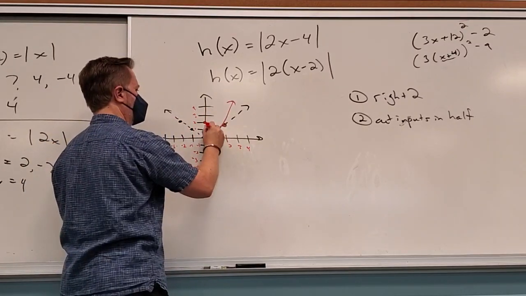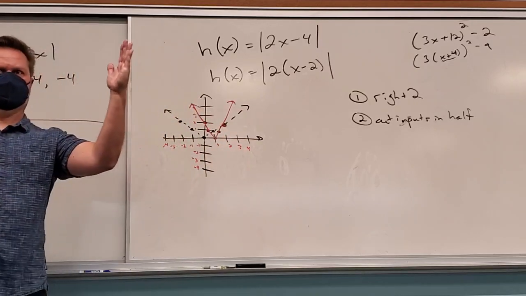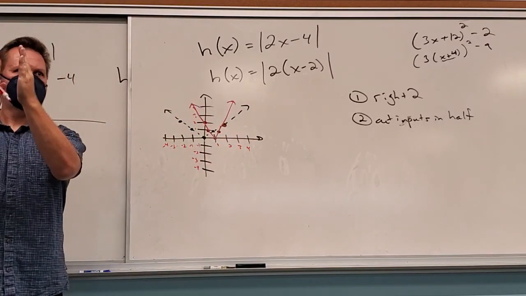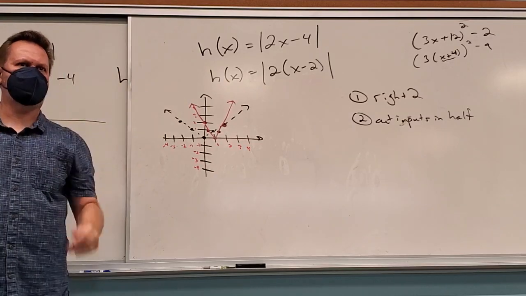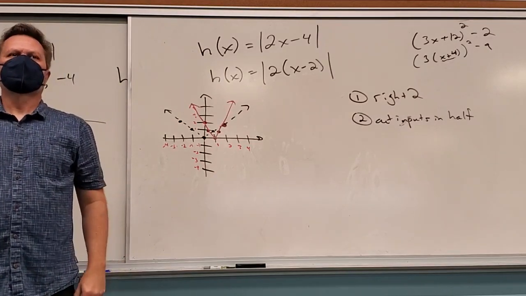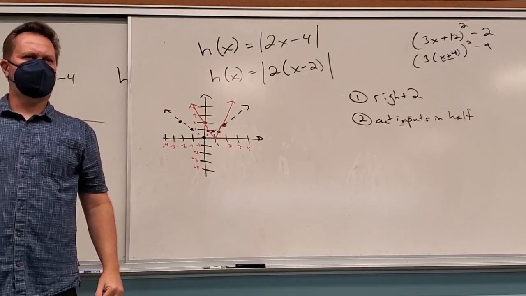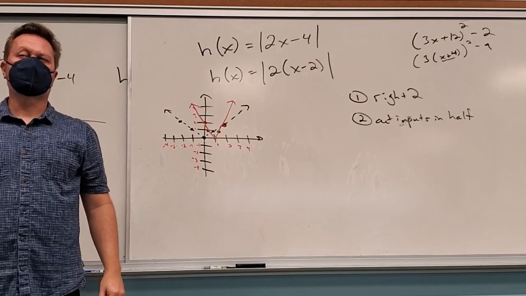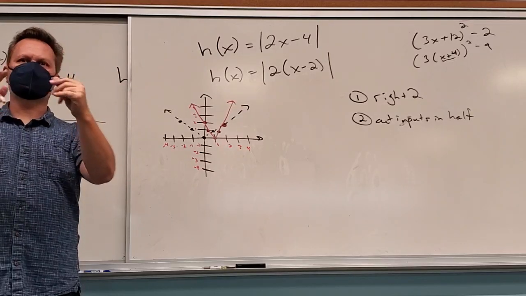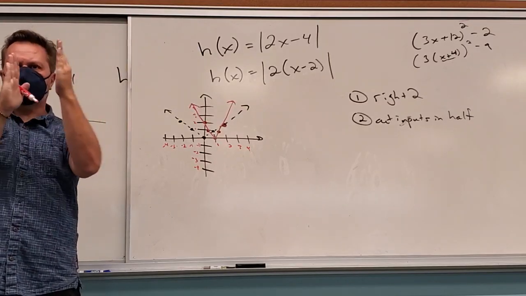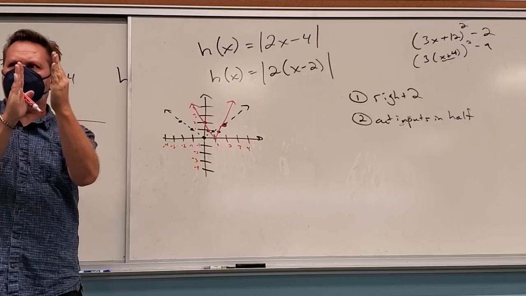Do you see how that was a compression in the X direction? It pushed it in by half, by a factor of 2. So when it's in with the X, it's going to do the opposite. So if I see a 3 in there, it's going to smoosh it even more. It's going to smoosh it by a factor of 1/3.